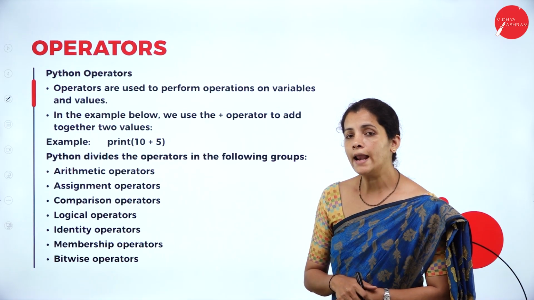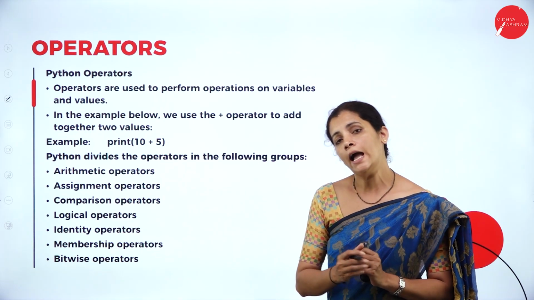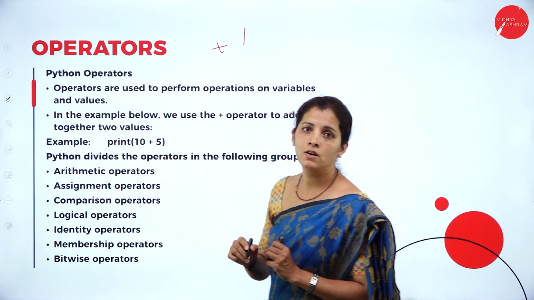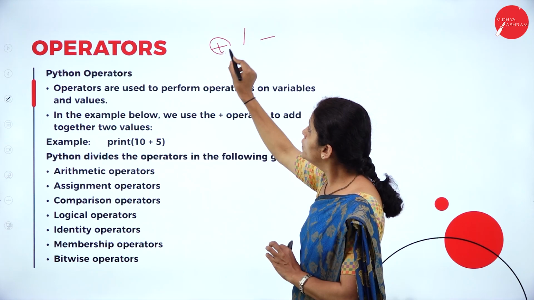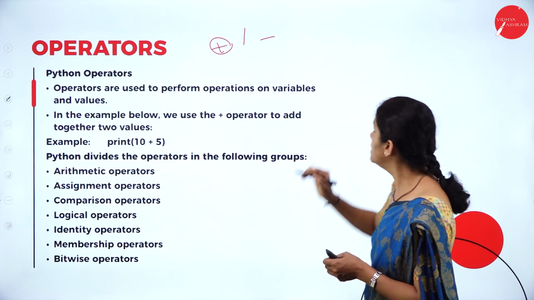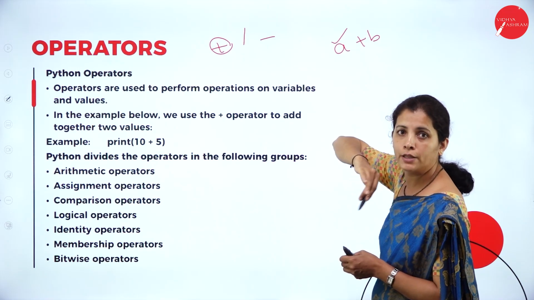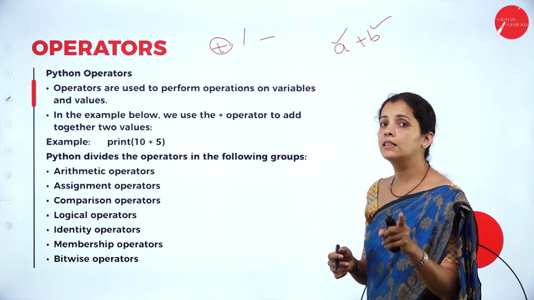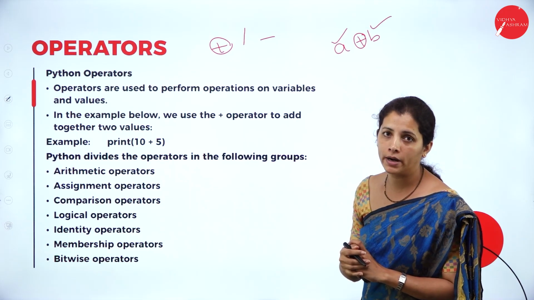So what is an operator? Operators are nothing but symbols. And what kind of symbols? It may be plus, minus, or slash, etc. Where am I going to use an operator? Between two operands. For example, if I write A plus B, here A is an operand and B is an operand. So operands are nothing but the variables here. And plus is the operator.